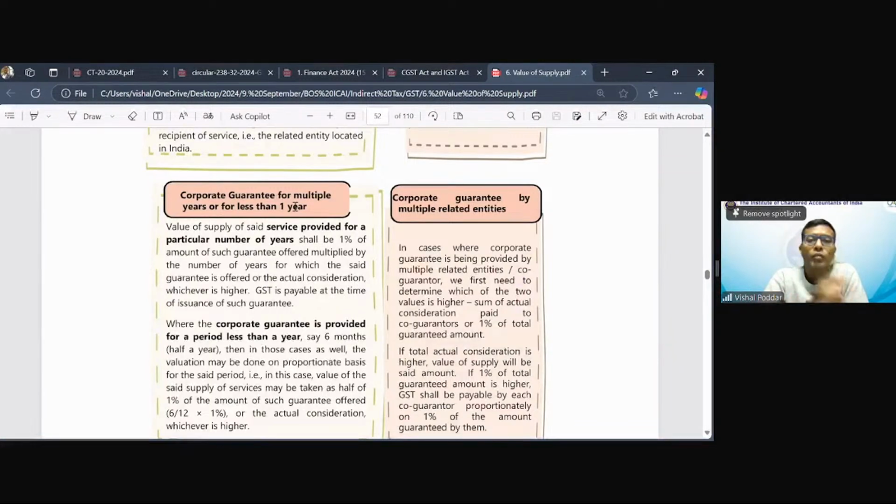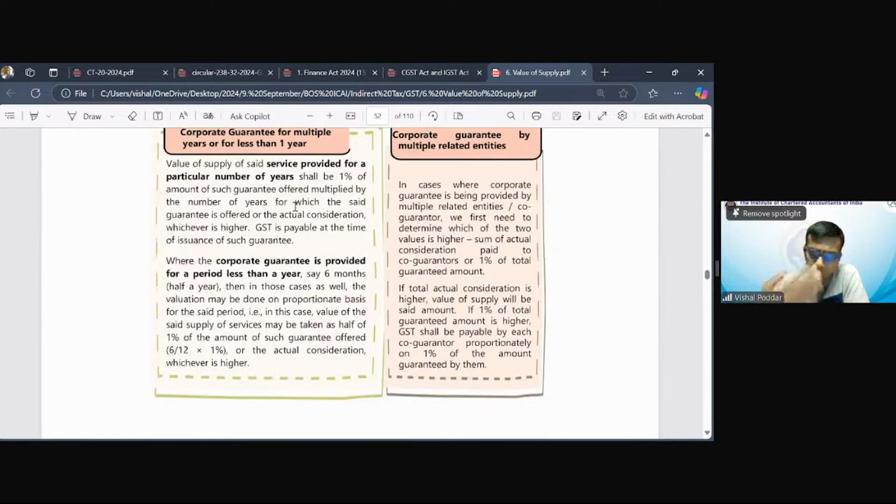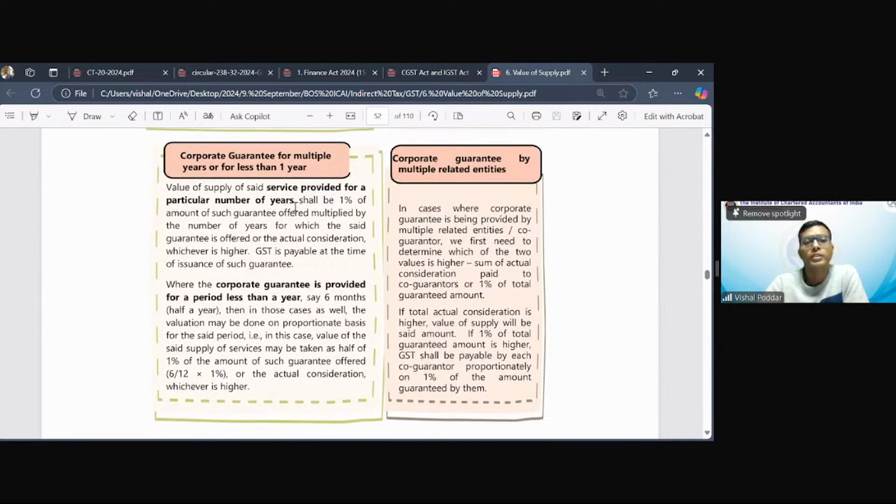If it is every year, what will happen if the period is for less than a year? Because you have taken a loan somewhere, let us say on 1st December. Now from 1st December to March, you have only 4 months. So will you still take 1% or will you make the 1% proportionate? For this, the circular, when it was revised, gave the answer.